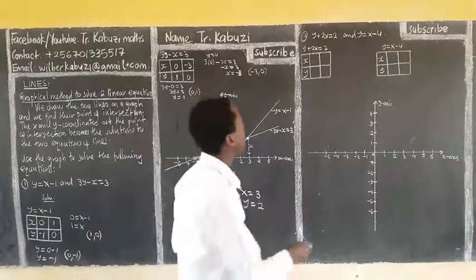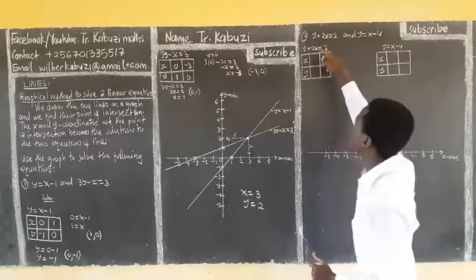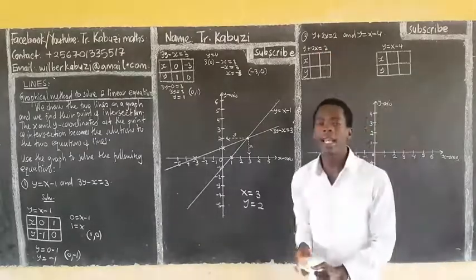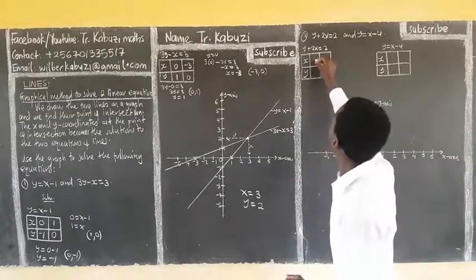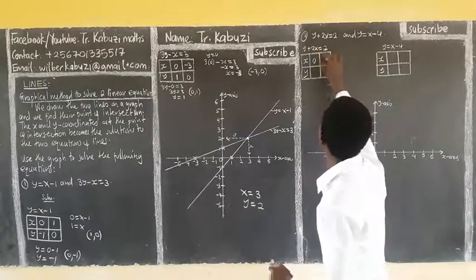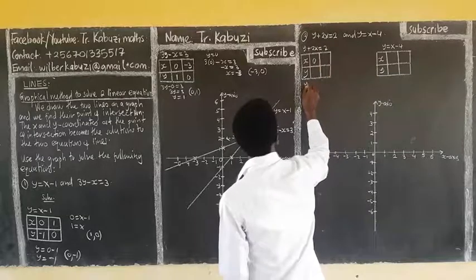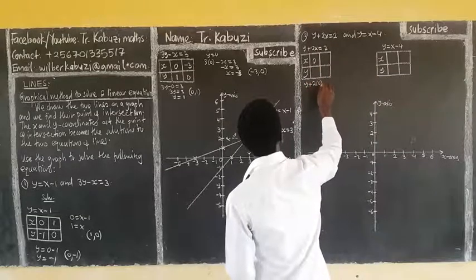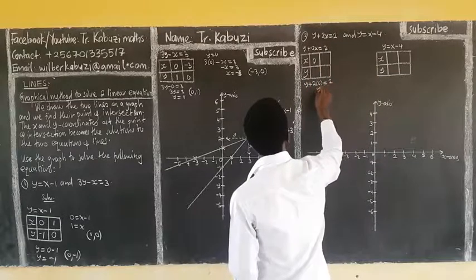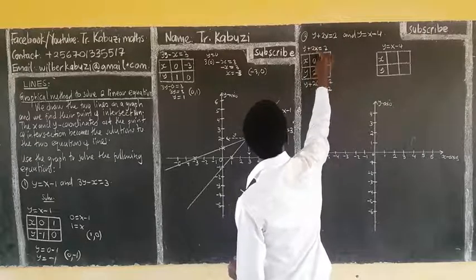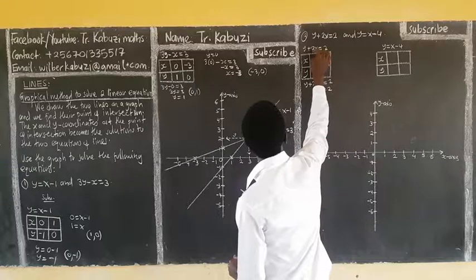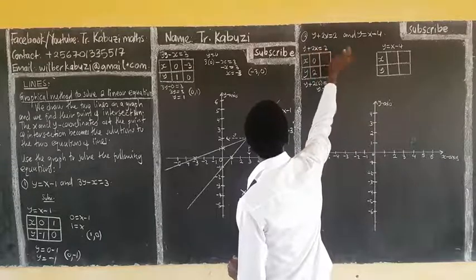When you come to example 2, it is still the same; we need 2 points on the line. To draw a line, we just need 2 points on that line. So we said when x is 0, put 0 here. When x is 0, we have y plus 2 times 0 equals 2, so that your y will be 2. When x is 0, y is 2.